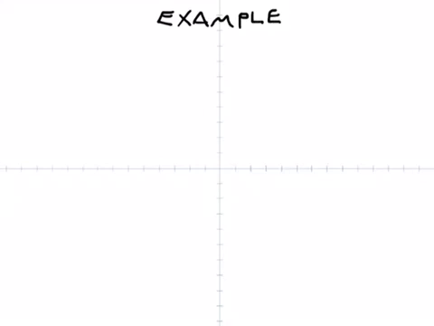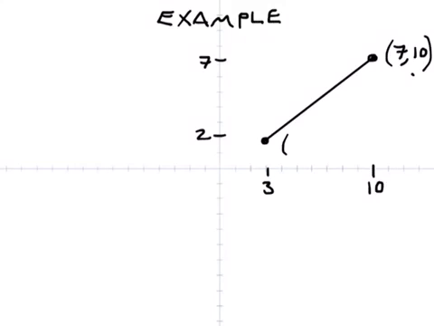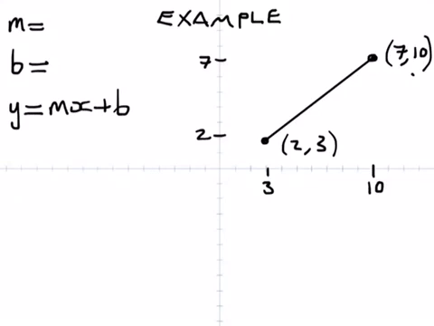Let's look at an example. Here are some points. The 2 points are (2, 3) and (7, 10), and there's the line segment connecting them. Let's work out the equation of the line for which this is a segment. We're going to need to know m, we're going to need to know b, and once we've got those two things, we'll put them in the equation of a straight line, which is y equals mx plus b.